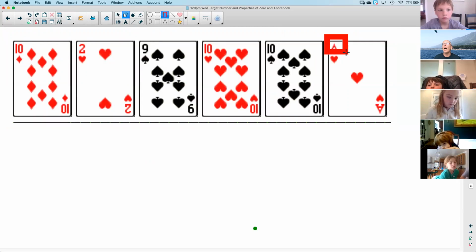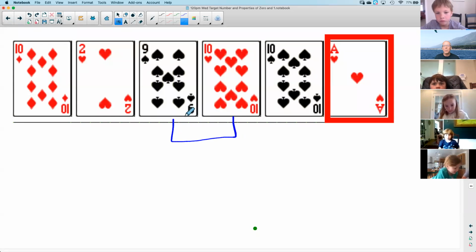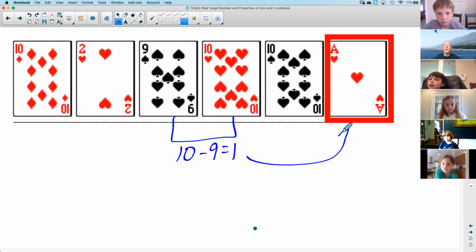And so I'm going to open this up to you guys. Who's going to start with the first strategy? And I'm going to call on Tess. And Tess, get us started on your strategy here, please. 10 minus 9 equals 1. All right. So 10 minus 9 equals 1. And that's our target number.